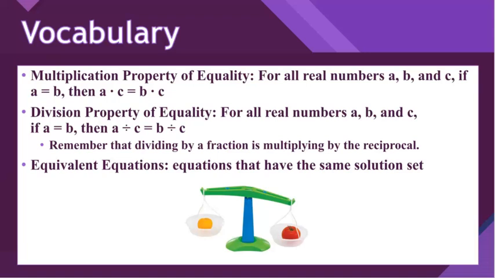Or if you were to add something to one side, you'd have to add that same amount to the other side. So when we're looking at the multiplication property of equality, whatever you multiply on one side, you need to multiply on the other side to keep it still equal. The division property of equality says for all real numbers a, b, and c, if a is equal to b, then a divided by c is the same as b divided by c.